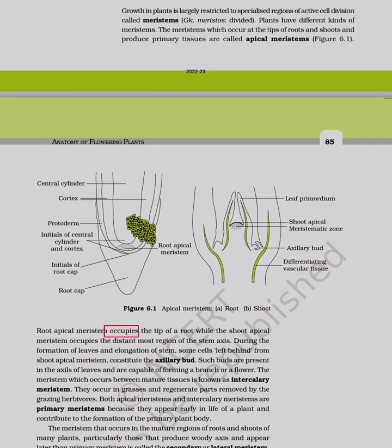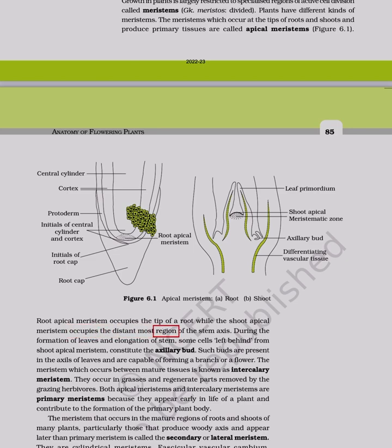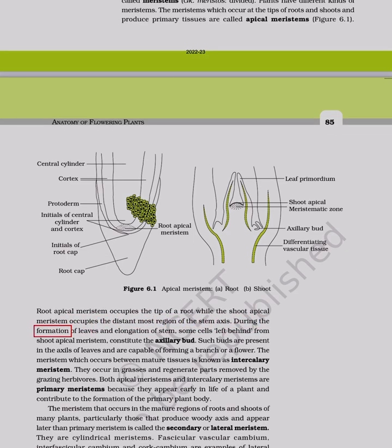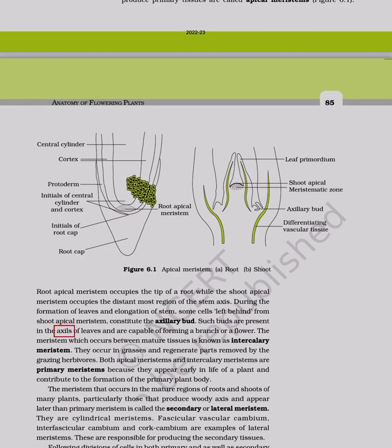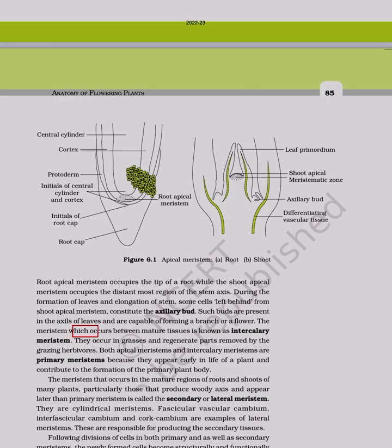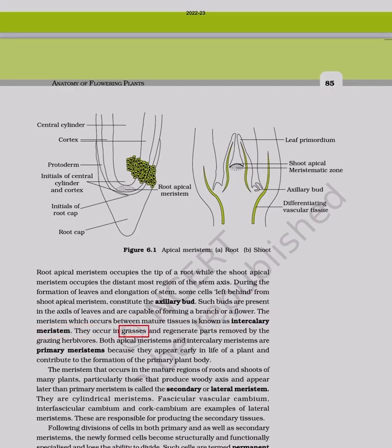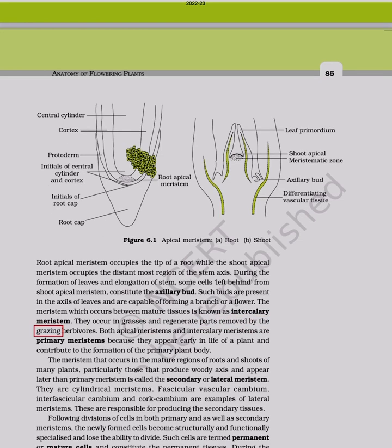Root apical meristem occupies the tip of a root while the shoot apical meristem occupies the distantmost region of the stem axis. During the formation of leaves and elongation of stem, some cells left behind from shoot apical meristem constitute the axillary bud. Such buds are present in the axils of leaves and are capable of forming a branch or a flower. The meristem which occurs between mature tissues is known as intercalary meristem. They occur in grasses and regenerate parts removed by the grazing herbivores.